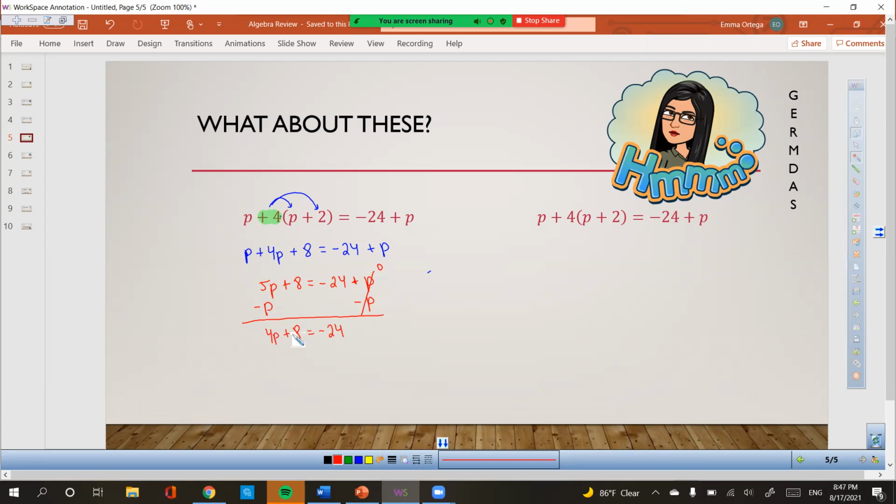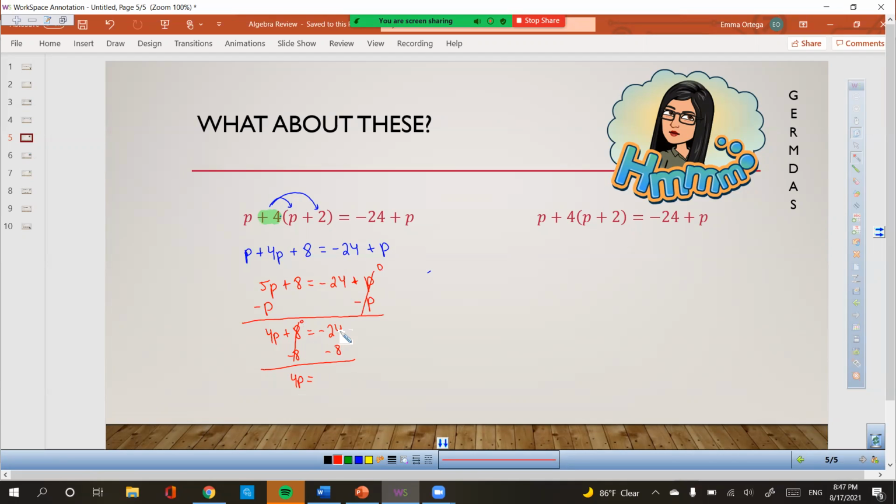So all I can do is move the positive 8 to the opposite side. So I use the opposite sign. Oops, that looks hideous. I use the opposite sign. So minus 8 minus 8. Positive 8 minus 8, that goes away, that goes to 0. And I'm left with 4p equals negative 24 minus 8.